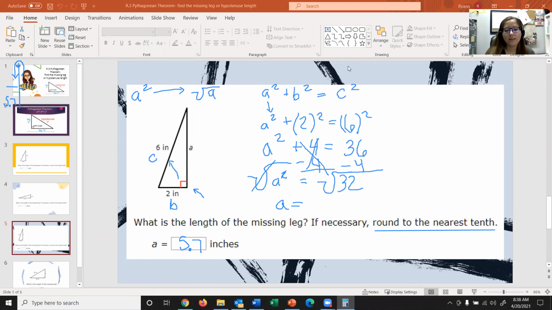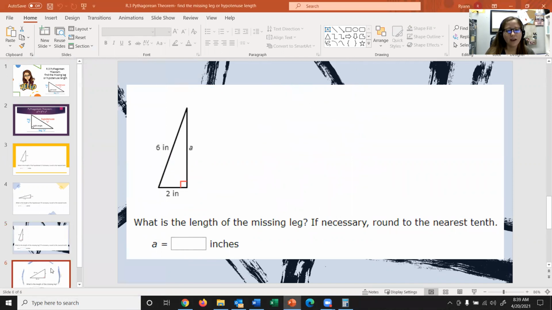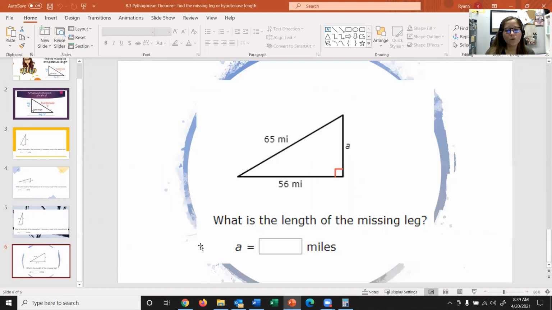We're going to do one more that's similar to this one. I'm finding that missing leg length. If we have this question, the numbers are a little bit bigger, but it's still going to be solved the same way. It's still going to have the same steps.